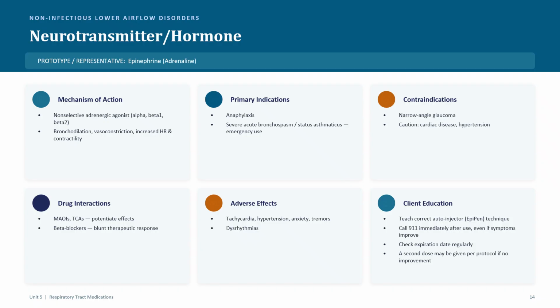Beta 2 stimulation gives you bronchodilation, same as albuterol. But alpha stimulation also gives you vasoconstriction, and beta 1 stimulation also speeds up and strengthens the heart. So that's not a side effect bundle you want for routine asthma control. So this is exactly why this medication is reserved for a true emergency, anaphylaxis or status asthmaticus when nothing else is working.